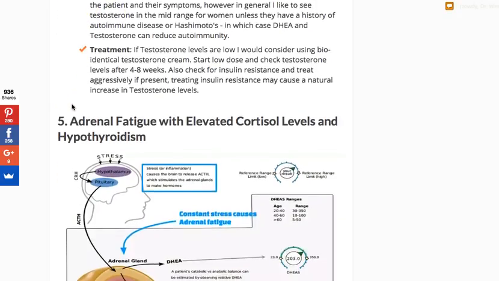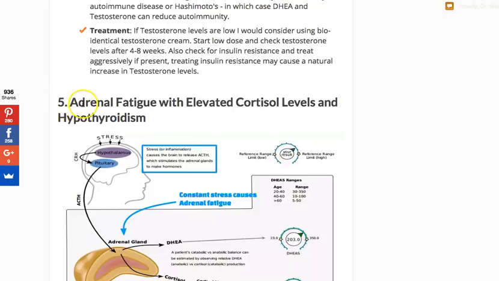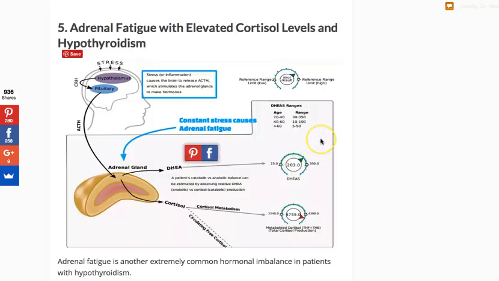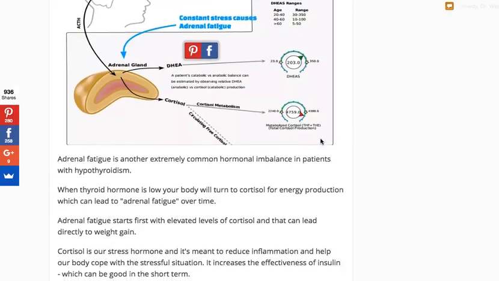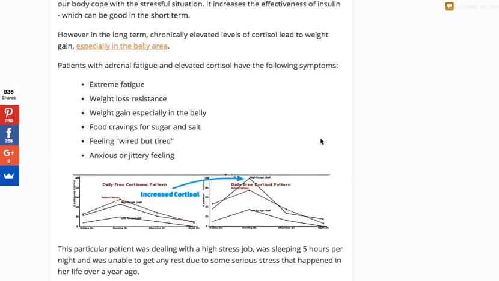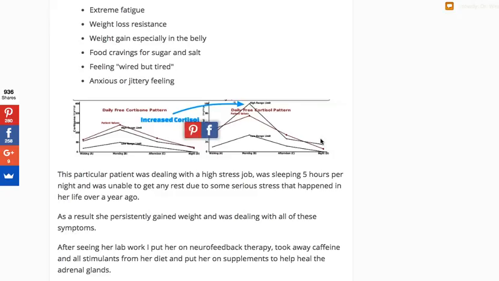All right, and that brings us to number 5, which is adrenal fatigue with elevated cortisol levels. I know you guys know a lot about adrenal fatigue by now, but this might be a little bit new, the way that I look at it, and it might have a little bit of a spin on it. So I'm going to spend some time on it here.